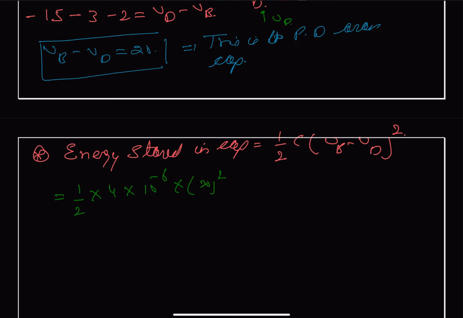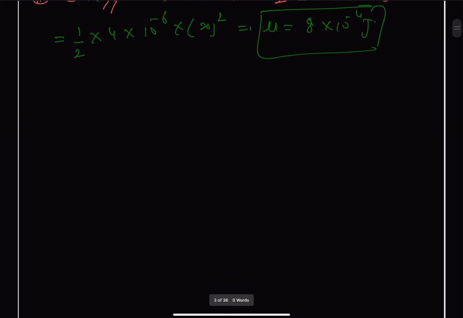And if this energy is given as U, so we can say this U will be coming as 8 into 10 to the power minus 4 joules. So this is the amount of energy that is stored in the capacitor. Next question.